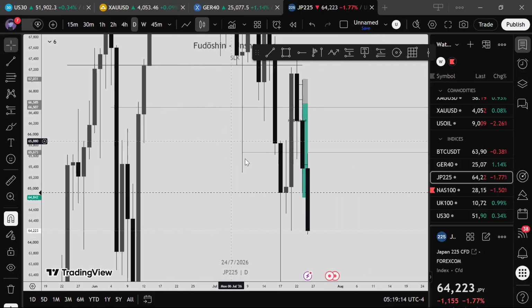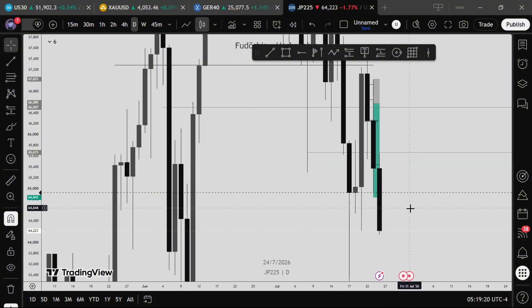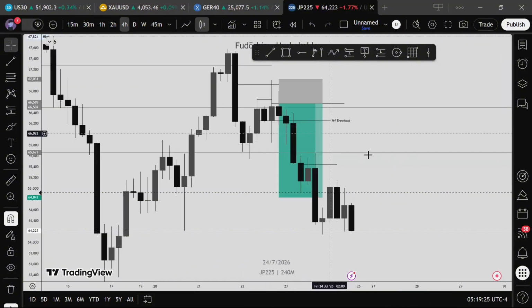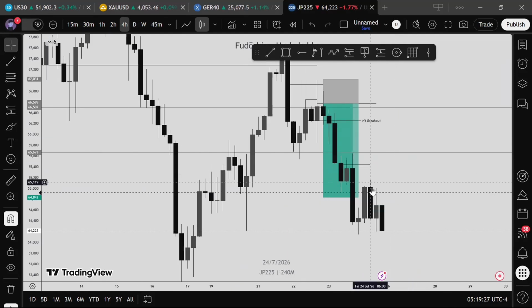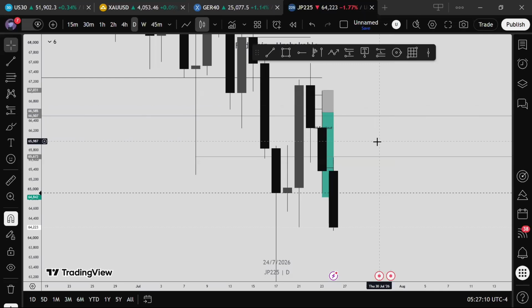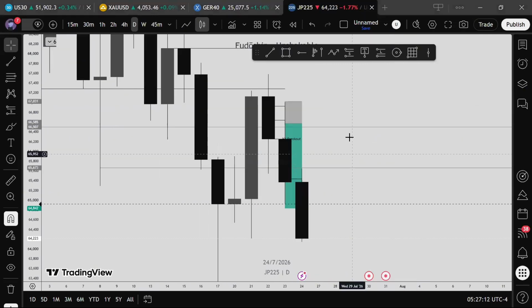I still have expectations on this one. Again, we have a break of structure to the downside. I'm expecting that price might come up here and give me some kind of reaction that we can take down, or it might take this high out, use a key level like this. So this could be liquidity, and then tap into the daily OCL and forward. That's the outline I have for Japan 225.